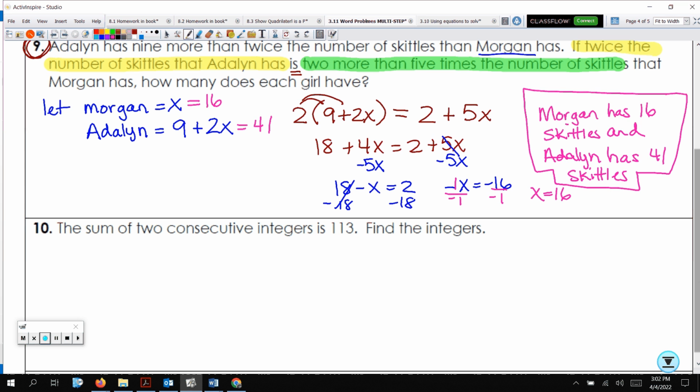I love consecutive integer word problems, because they're so simple. There's not a lot of words. We just need to know what the definition of a consecutive integer is. First off, the definition of consecutive means one after the next, right? So there are 2 integers. We're gonna let x equal the first integer.